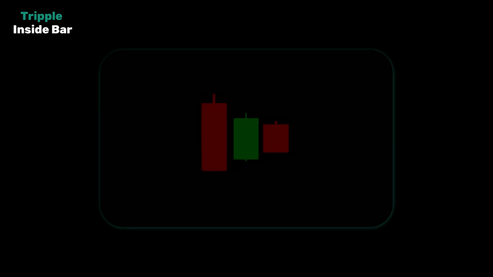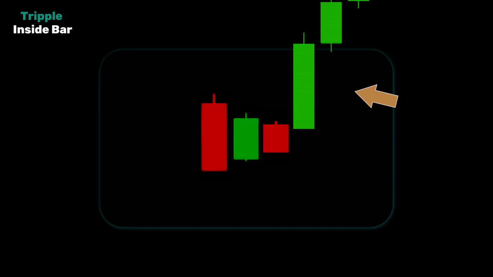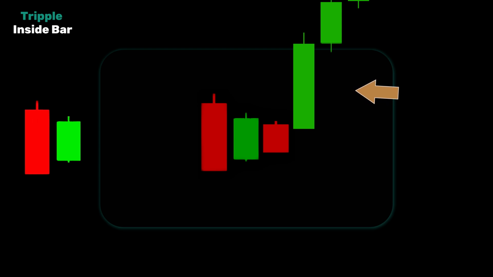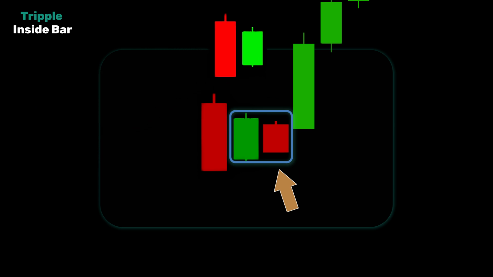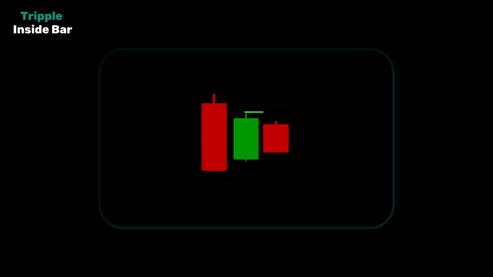Next is the triple inside bar strategy. The triple inside bar is one of the strongest signals that almost guarantees a potential strong trend is coming up. It's similar to the inside bar. The difference is that a triple inside bar has an inside bar candle within the inside bar candle itself. Basically, it's an inside bar with an extra inside bar candle. You trade it a little differently than the inside bar.